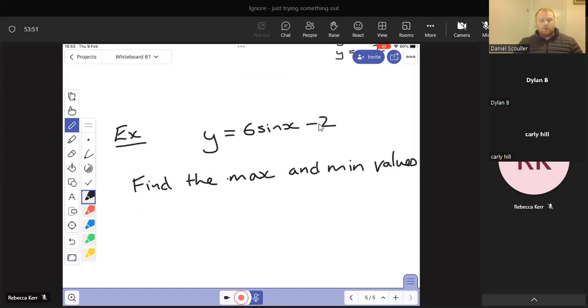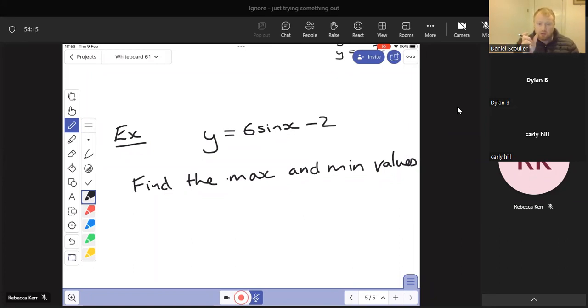So find the maximum and minimum values for that expression. Okay, using what I've just said, you can do it in 2 methods. So try both methods because you have to sketch these graphs anyway.